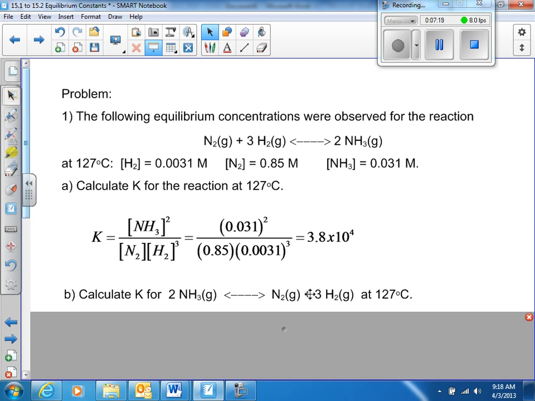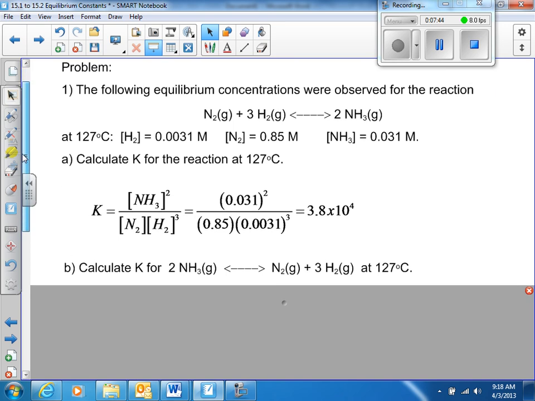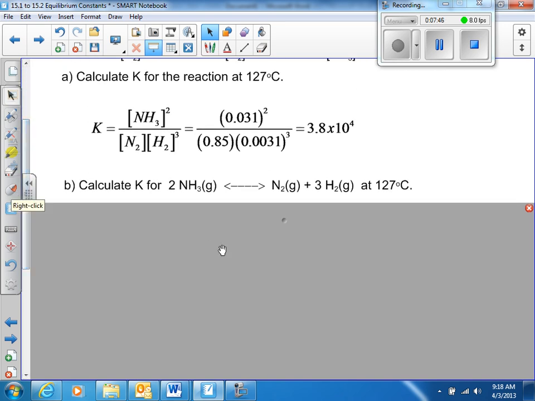Notice here we have reversed the reaction. It's the same temperature, and we have the same exact concentrations. So now I want you to solve for K for this reaction, and we would end up with exactly the same concentrations. So use these concentrations from part A, because the temperature is the same. The equilibrium concentrations are the same. Find K for this reaction right here. So you can pause, or I'm going to show you the solution right now.